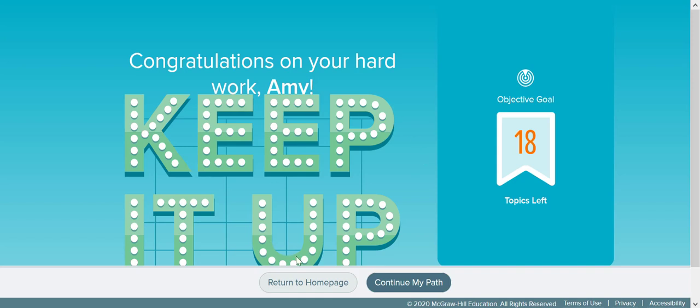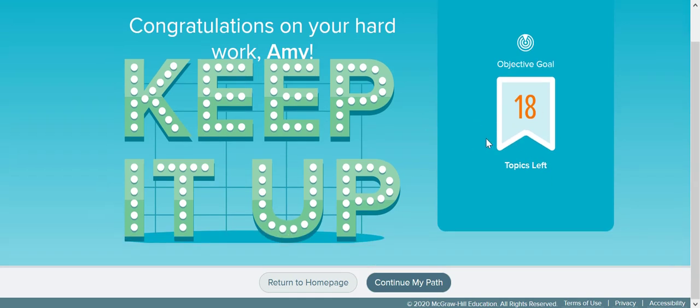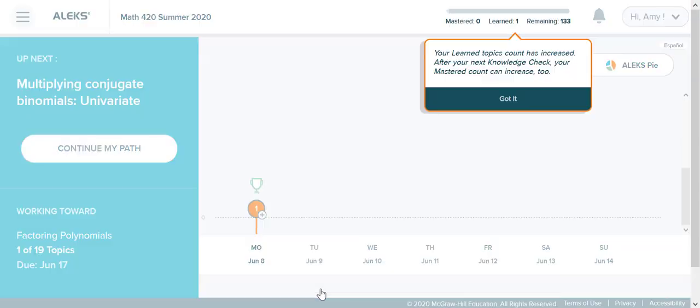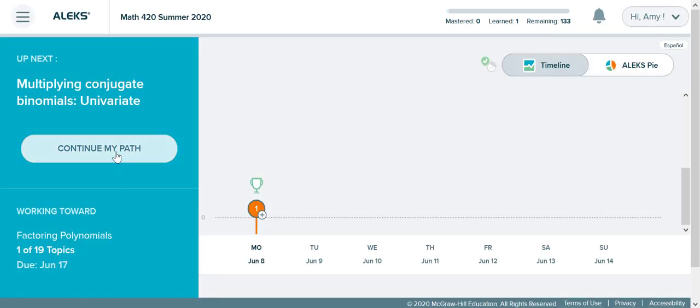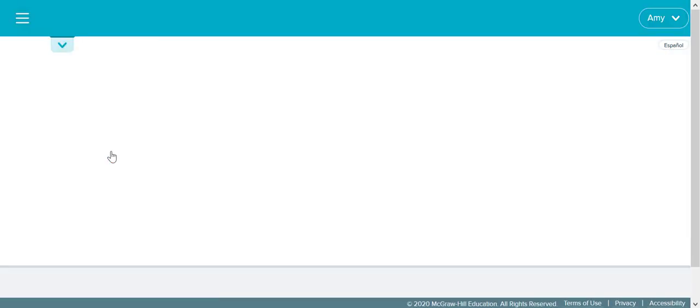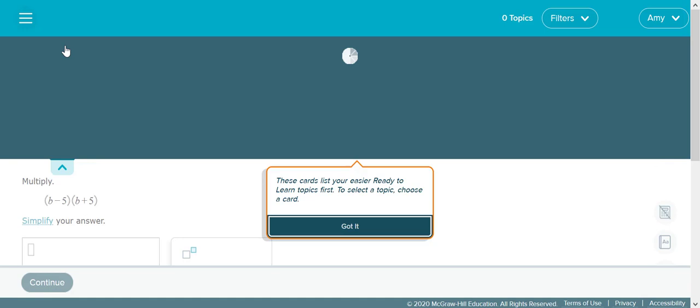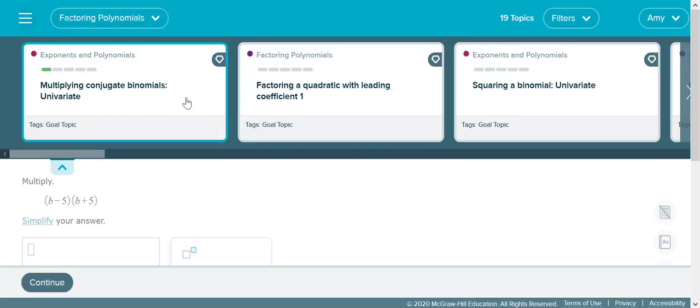So let's click next, and then notice what it says. Keep it up. I'm doing good. I finished a topic, and for this objective, we have 18 topics left. There were 19 to start with for this week. Basically, each objective is for like the week. And so I can either say continue my path or return to my home page. Okay, so it'll tell me a little bit more about Aleks, and then when I click continue my path, I can click on different topics that I still need to learn.